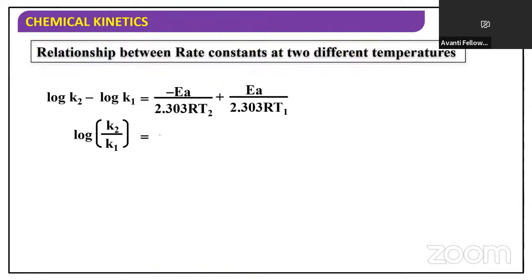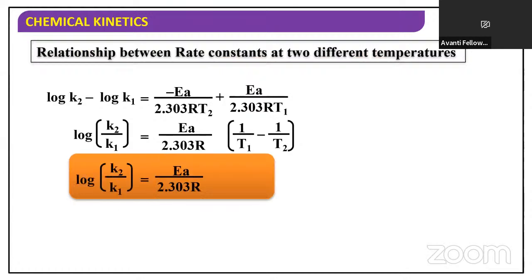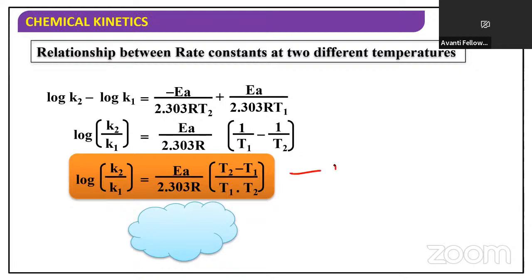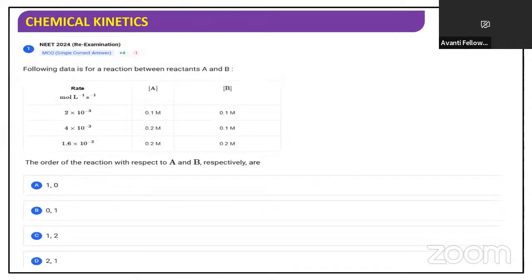Okay, so let's see the important formula for this. This formula we derive at two different temperatures for the Arrhenius equation. That is, log K2 by K1 is equal to Ea upon 2.303 R into (T2 minus T1) divided by T1 into T2. So this formula is very important to understand for the Arrhenius equation. Okay, let's go.